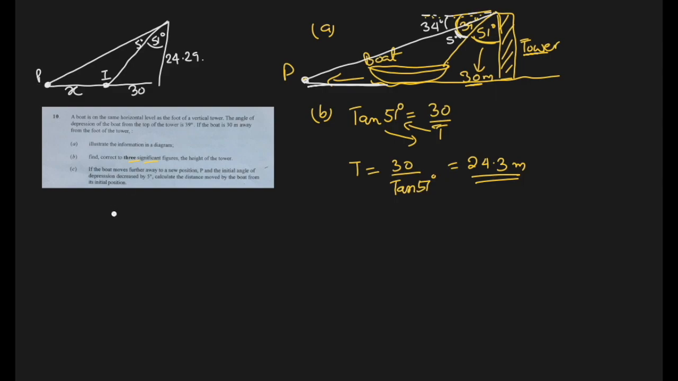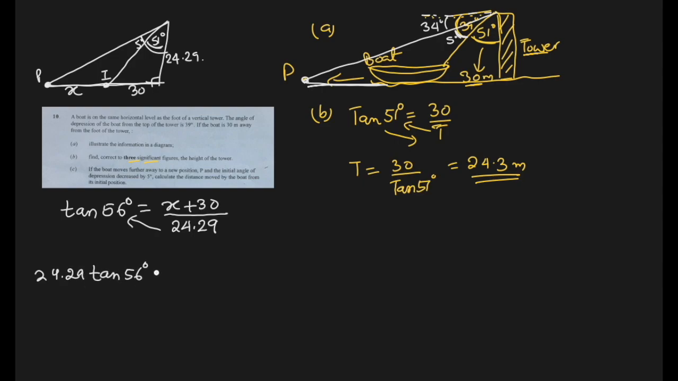Right, so we can use tan again in this case. This time the angle will become 51 plus 5, 56. Tan 56 degrees is equal to opposite. Opposite is now x plus 30. For this whole angle, this x plus 30 is the opposite side, divided by the adjacent side, which is still 24.29. All right, so let's cross multiply here. 24.29 tan 56 degrees equals x plus 30.